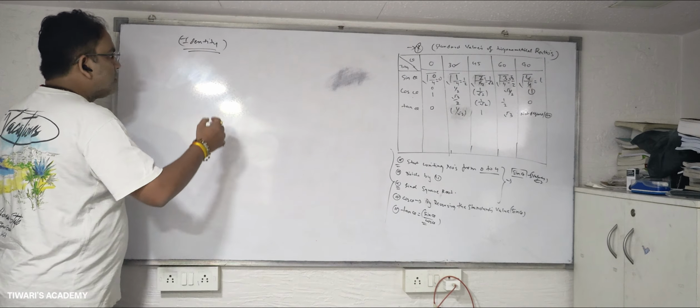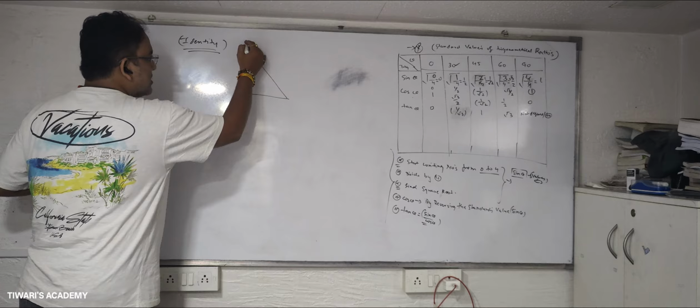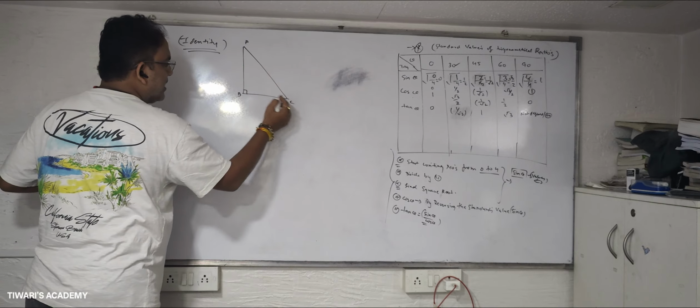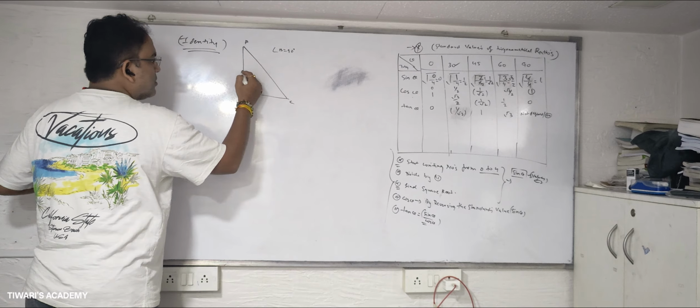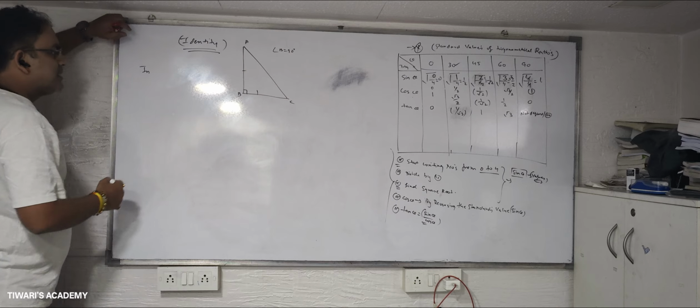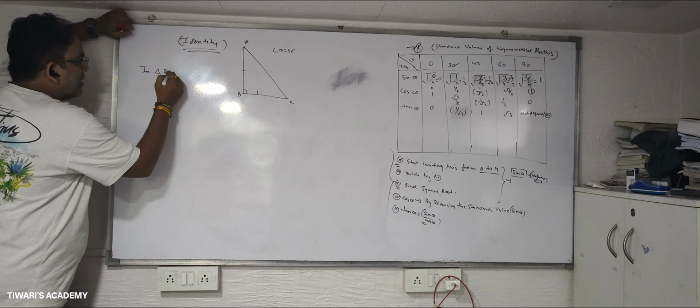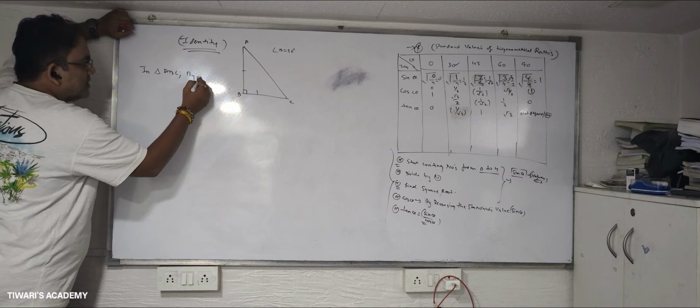Alright. So now I will take my right angle triangle again. In this we have A, B and C. Angle B is my 90 degrees. So according to the Pythagoras theorem, in triangle ABC, by using the Pythagoras theorem we get.